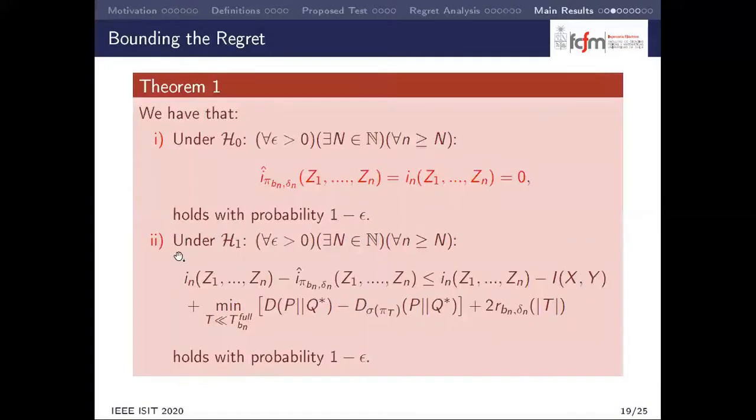Okay, and under the alternative hypothesis, we don't have such a strong result, but we have a bound of the regret, which is constructed as an optimal trade-off between the approximation error and the bound of the estimation error for the oracle test, because as we can see, we're using here the true probabilities. So our solution nearly matches the performance of the oracle version with high probability.